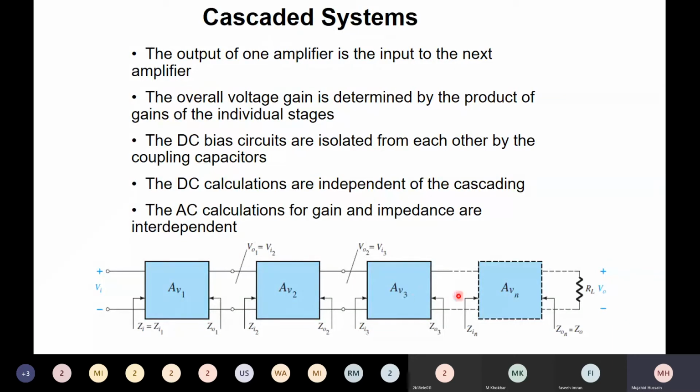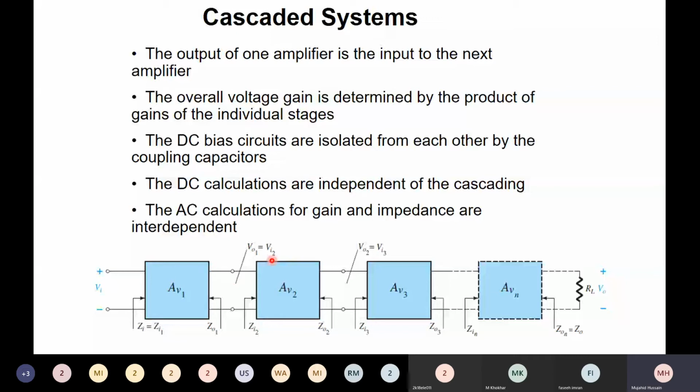So DC biasing isolates these stages, but AC calculations and gains are dependent on each other. At the end, you can see the load is connected after the last stage and the input is connected at the first stage. The output impedance of gain stage 1 acts as the input impedance for stage 2 and so on. The output of stage 1 acts as an input to stage 2 and so on.